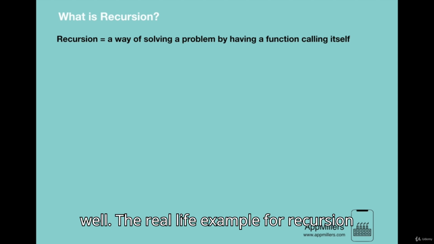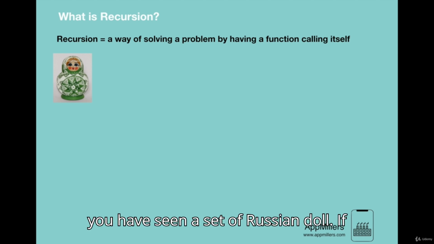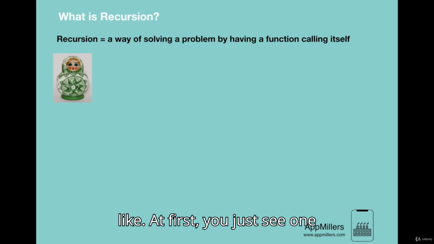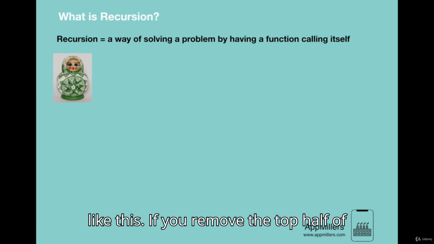The real-life example for recursion can be a Russian nesting doll. Hopefully, you have seen a set of Russian dolls. If not, this is a picture of how it looks. At first, you just see one figure, usually painted wood, that looks like this.